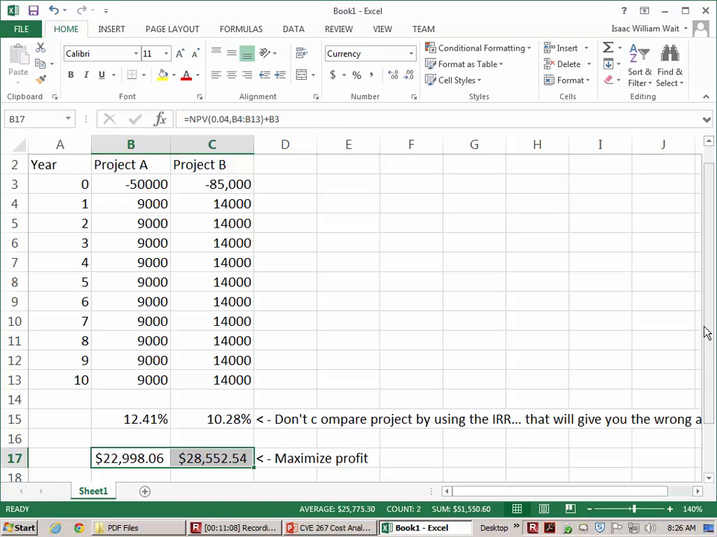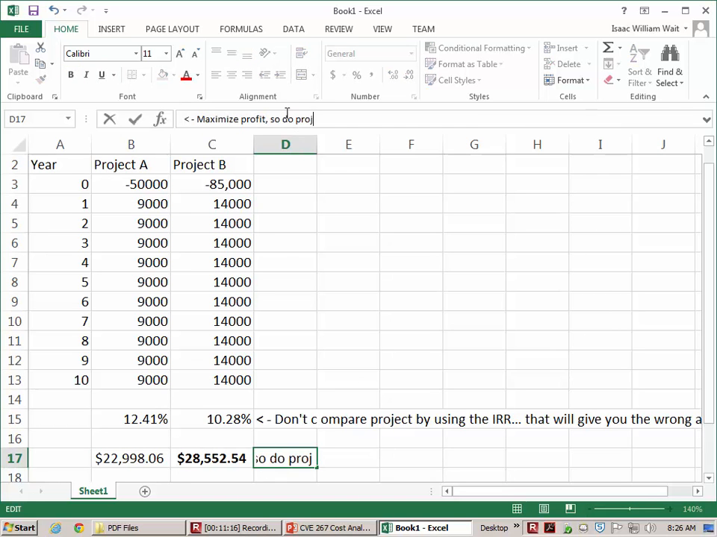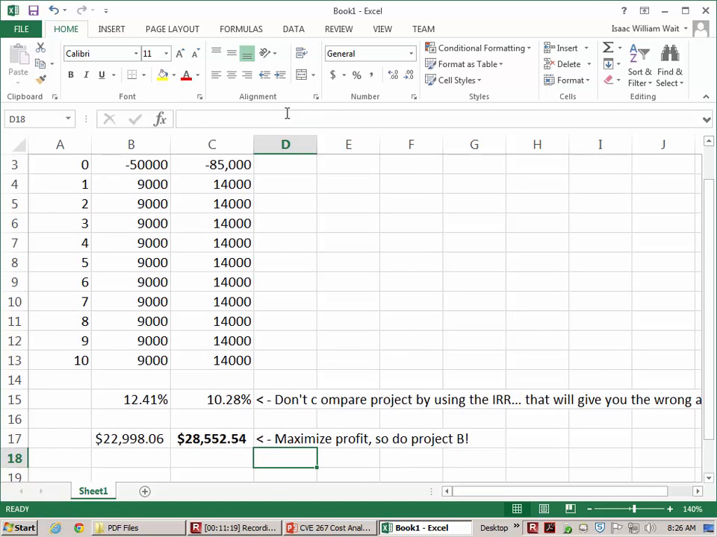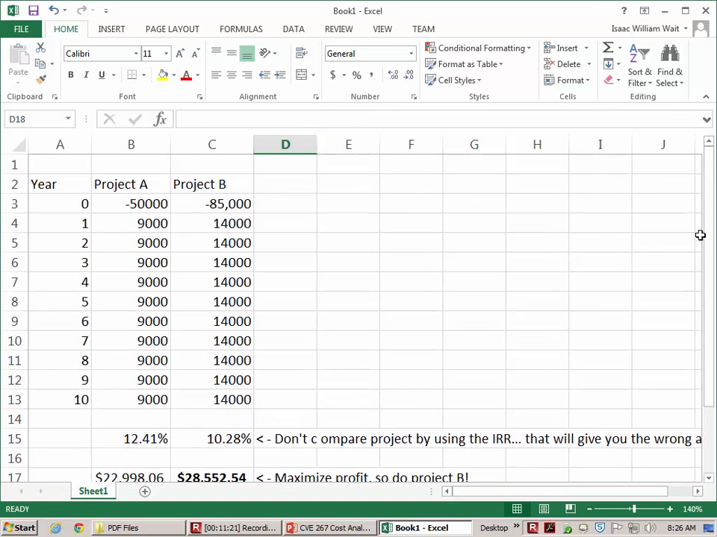So this tells us, let's do project B. Maximize profit, so do project B. We're borrowing the money from the bank at 4%. What would it mean if, once we had discounted the revenue to the present, we got 0? Then what would that mean if our present worth was 0? You're just covering the costs of your borrowing. You're doing the whole project, and the only thing you're able to do is cover your borrowing costs.